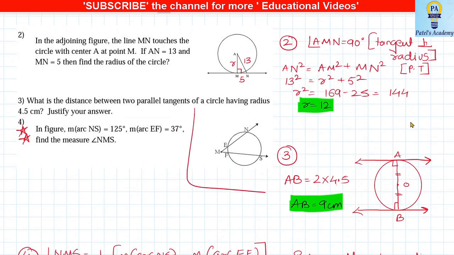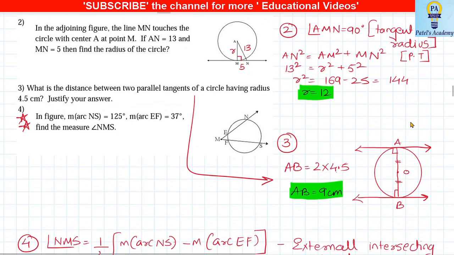here. Okay, they have given two parallel tangents. So if we have two parallel tangents, then the distance between the two tangents is nothing but the diameter, that is AB. See the figure. So that is 2 into the radius, that is 9 centimeters.